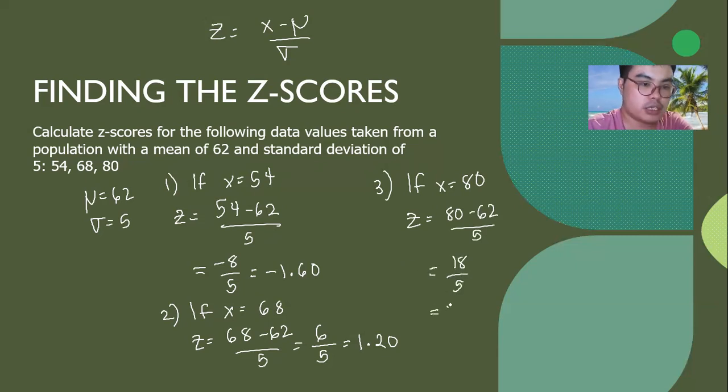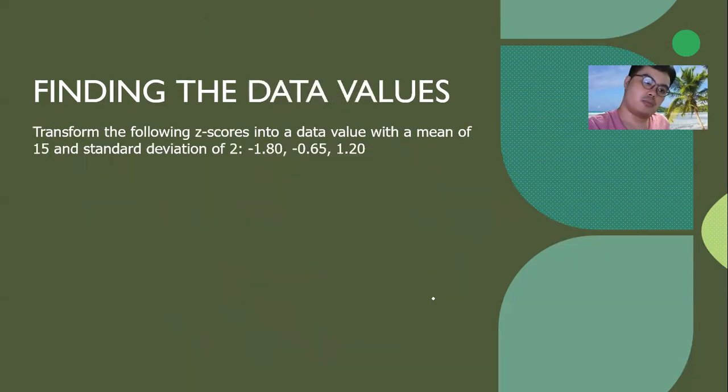When you divide, this will become 3.60. So this is how we're going to find the z-scores with its given data value, the mean, and the standard deviation. Next slide. So now we're going to find the data value.